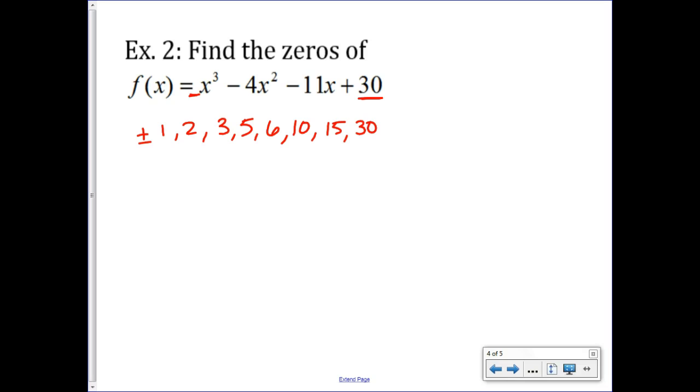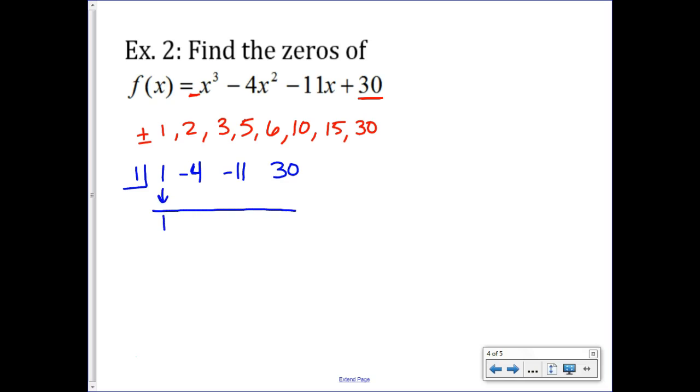So we can try out a few different ones. We can hope that we get lucky and get to some of them. So let's try 1 here. If I put 1 in as a 0, I have 1x cubed minus 4x squared minus 11, and then positive 30. So I have 1, negative 4, negative 11, and 30.